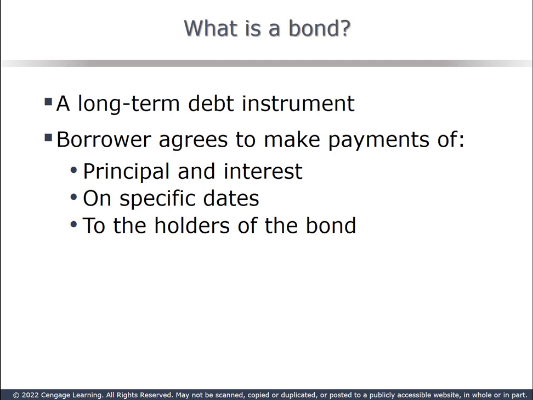So what is a bond? A bond is a long-term debt instrument issued by corporations, governments, and government agencies to raise funds. They're interest-only loans. The issuer agrees to pay interest periodically and to return the principal at maturity. So bonds are called fixed-income securities.